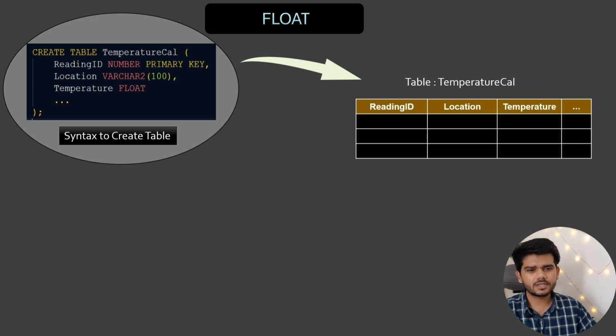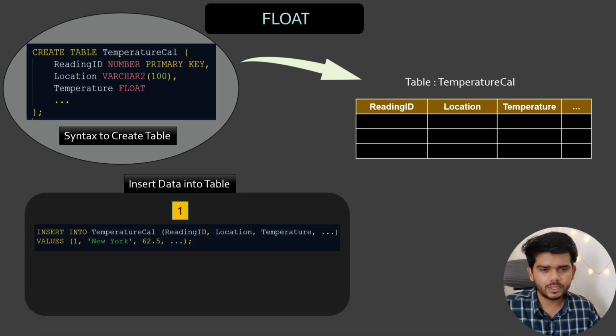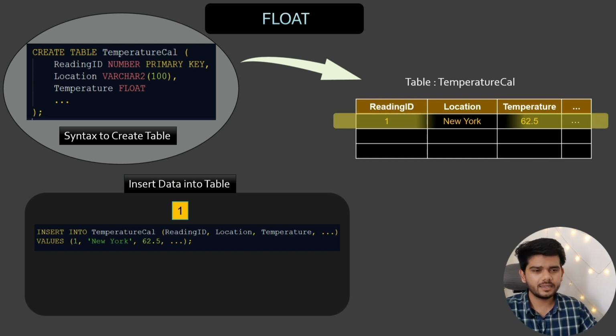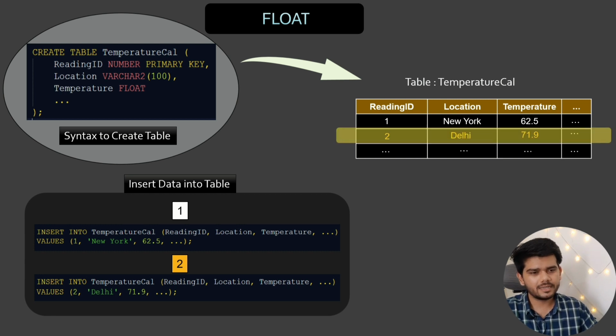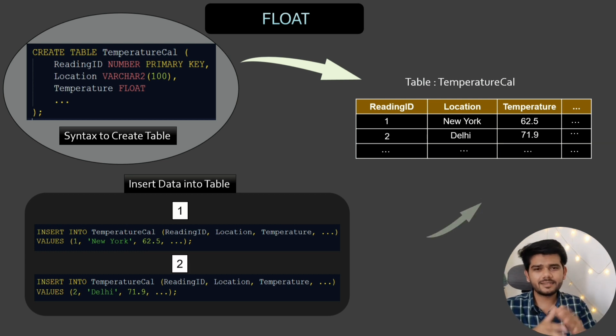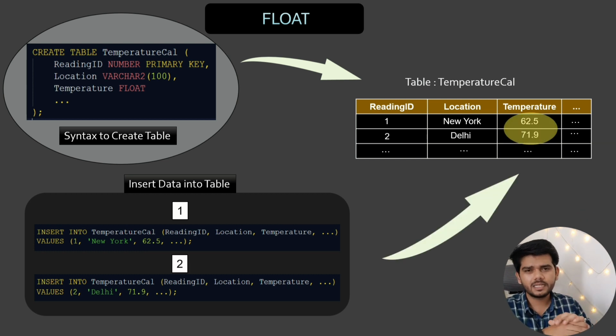First we'll execute this insert statement, and after execution we can see the float data, that is 62.5, is inserted into the temperature column. Likewise, with another insert statement, after execution we can see the float data, that is 71.9, is inserted into the temperature column. So basically the temperature values, 62.5 and 71.9, represent the temperature readings in degrees Fahrenheit for the locations New York and Delhi respectively. The float data type ensures that the temperature readings are stored accurately with the appropriate precision.